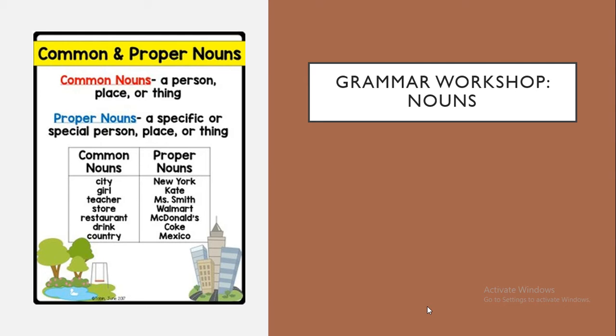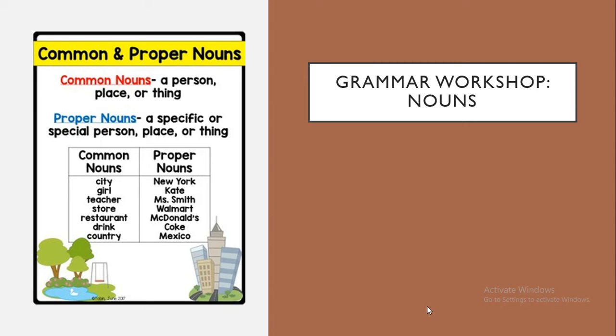A proper noun, however, is a specific or special person, place, or thing. And so that's when you take those general nouns and you give them an actual title. For example, instead of saying a city, you would say New York. Instead of saying girl, you may say Kate. Instead of teacher, Miss Smith. Instead of store, you would say Walmart or HEB. Instead of restaurant, you would say McDonald's. Instead of drink, you would say Coke or Pepsi. And instead of country, you would say Mexico or United States.